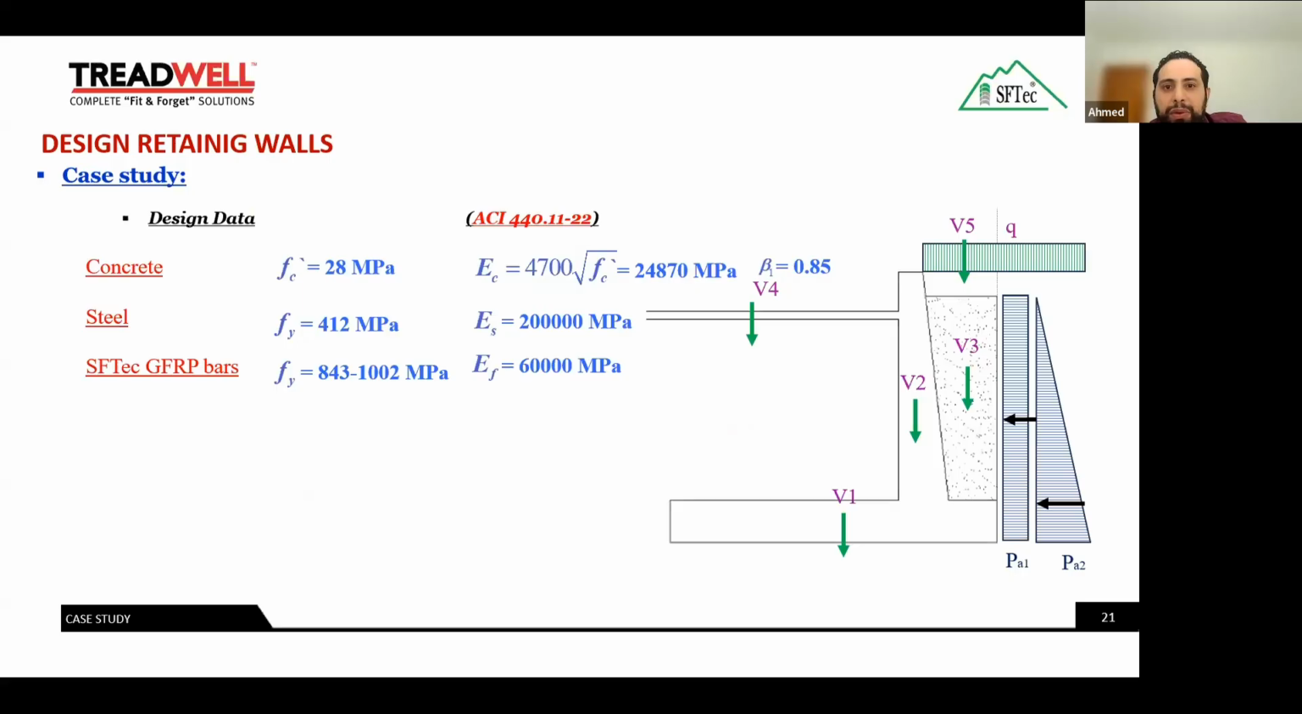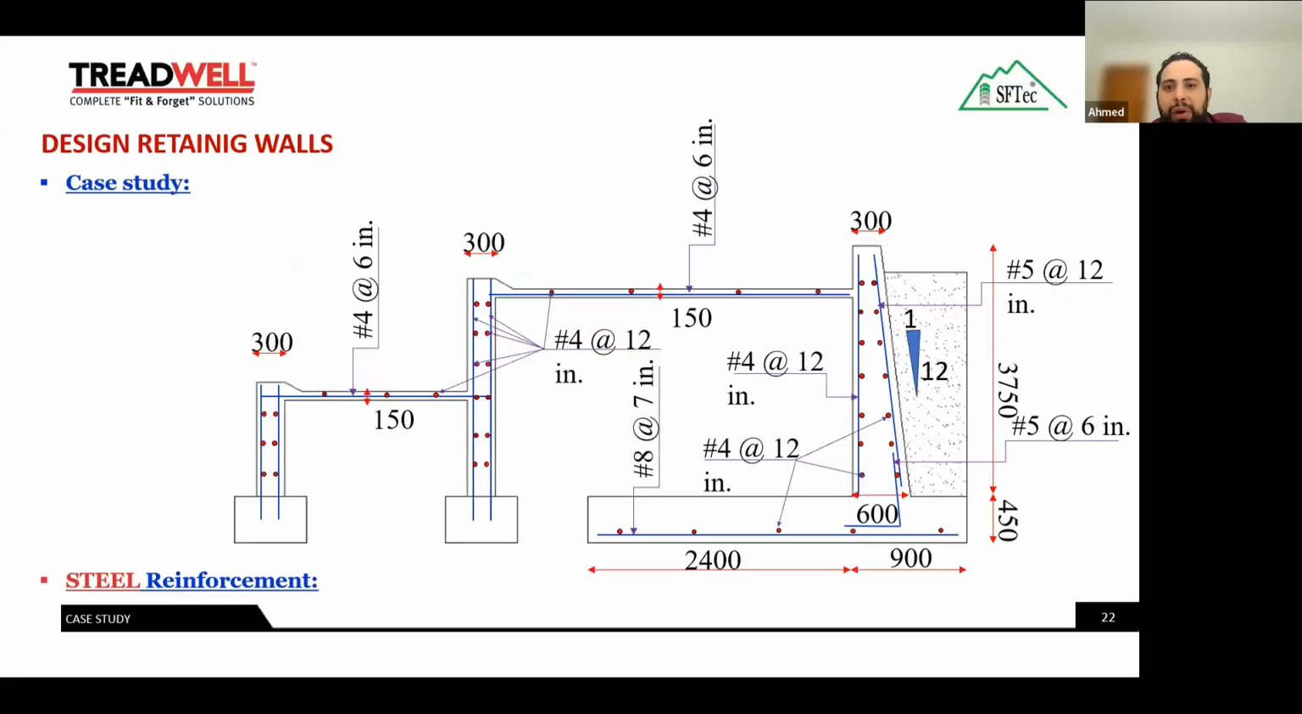For concrete strength, we use a compressive strength of 28 megapascal. For steel reinforcement, it has a yield strength of 412 megapascal, and the ultimate strength of GFRP reinforcement is approximately 1,000 megapascal. The design of this application follows the ACI design approach for FRP reinforced concrete structures, ACI 440.11 of 2022.